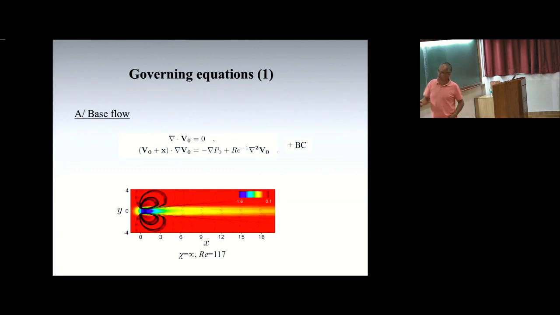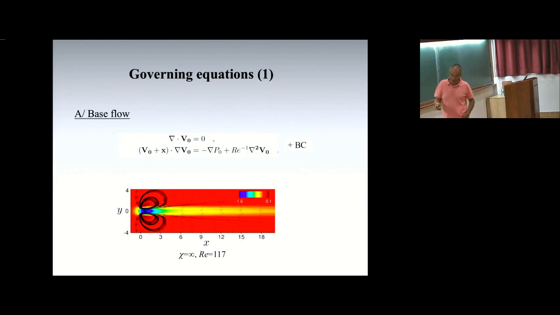For instance, what you see here is a result for the base flow for a disk, which is held fixed at a Reynolds number a little bit larger than 100. So the disk is here, the flow is coming from left to right. And what you see is actually the pattern of streamlines and the actual velocity disturbance.